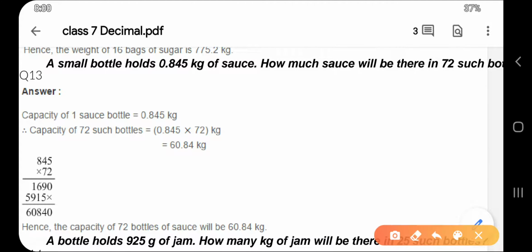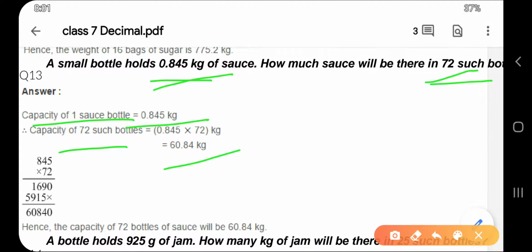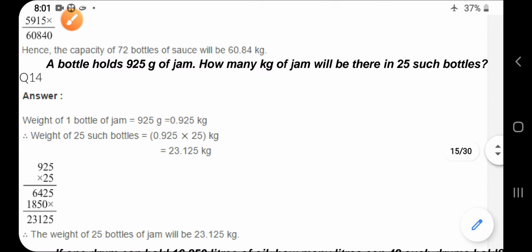A small bottle holds this much kg of sauce, and how much sauce will be there in 72 such bottles? The weight of one bottle is given, so you have to find for 72. This is also very simple, you just have to multiply. The capacity of one sauce bottle is this, so the capacity of 72 such sauce bottles is what you have to multiply. You have to find the answer and place the decimal in a proper way, and never forget to write such statements. This is very, very important because you people are growing now, you've gone into 7th.